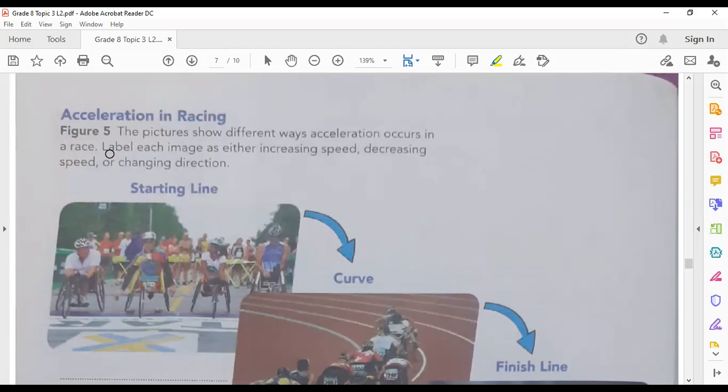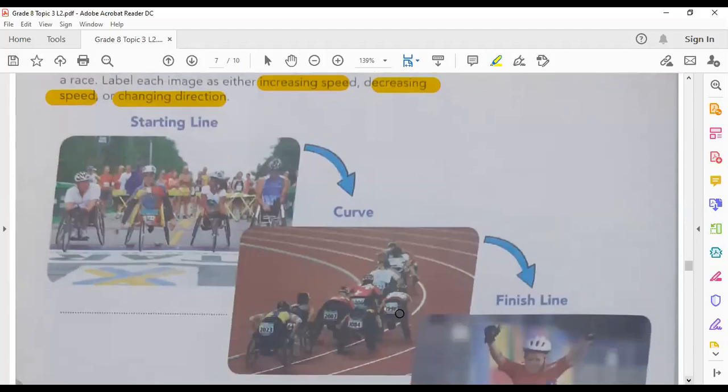Okay, label each image as either increasing speed, decreasing speed, or changing direction. And all of these things are indications of acceleration, and all of these things always happen in a race. The starting line, what happens at the beginning of the race? Increasing speed.